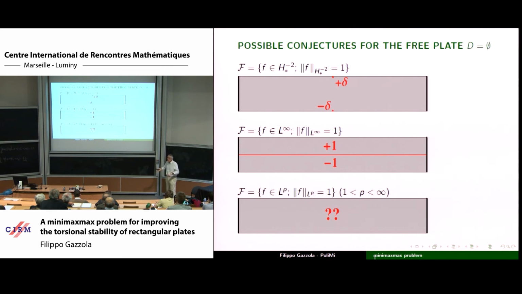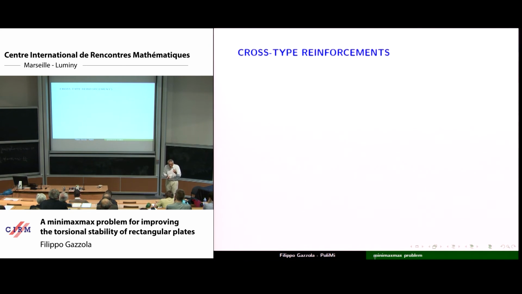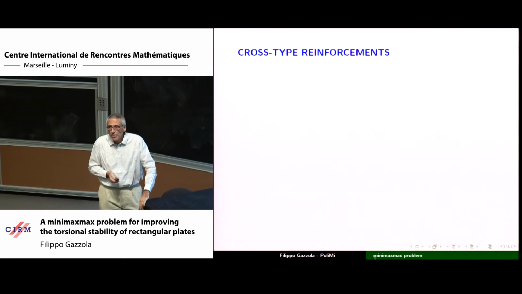But what? For us, it's absolutely not clear. So what this could give for this maximum problem here, we have not even a conjecture. Okay, so let's see what happens in the case of cross-type reinforcements.